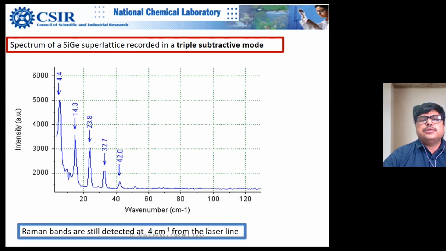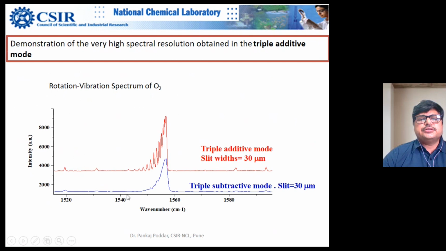So if you look at what I was telling you, this is the Raman spectrum from a silicon germanium superlattice, and it's a beautiful thing. You can observe that here we are able to go below even 100 centimeter inverse. Normally, single monochromator Raman with notch filter or edge filter does not really go in this region. This region normally remains unexplored actually. So here you see that we are able to record these lines down to 4 centimeter inverse. This is really something.